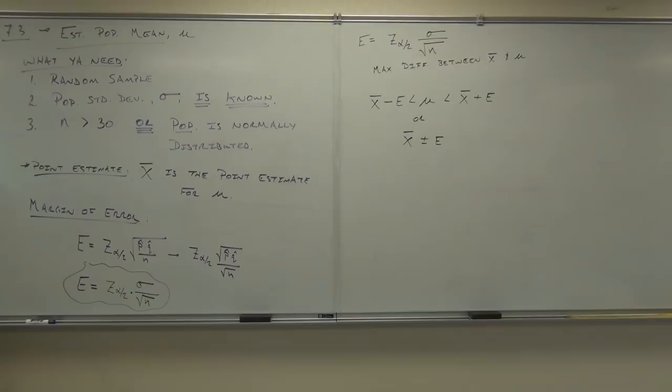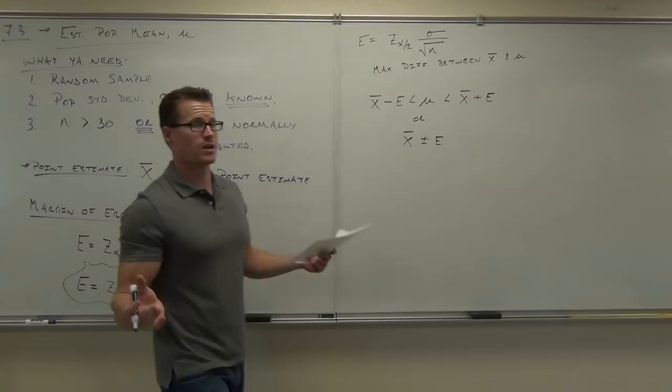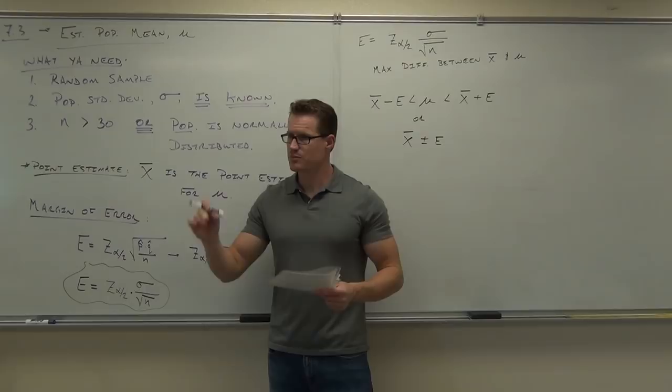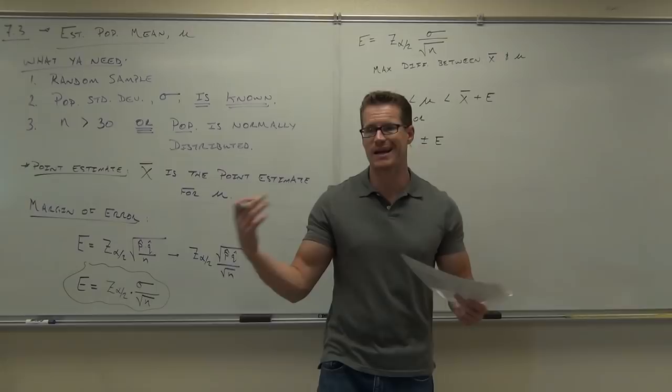So let me give you the steps here. They're going to be very similar to the last steps I gave you for proportions in the last section, but I'll give them to you again. We'll go through an example, and then we'll find out how to find the required sample size like we did last time for a certain margin of error. You guys ready for it? Has it made sense so far?